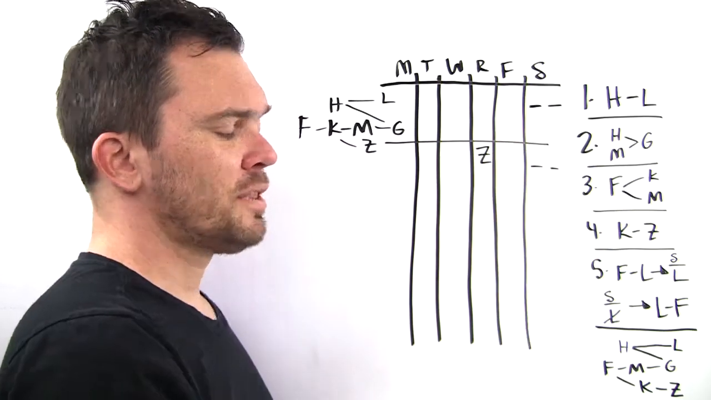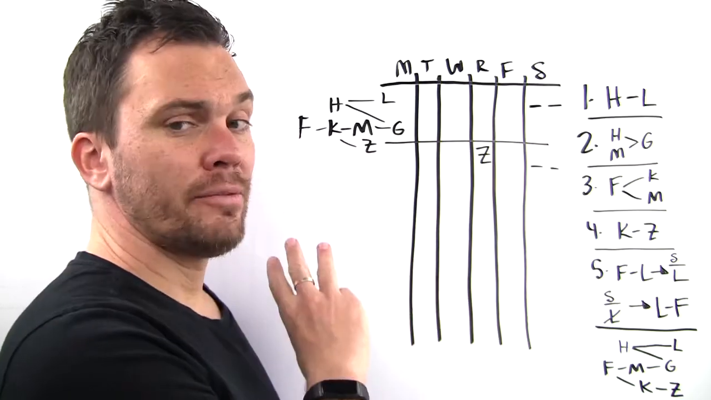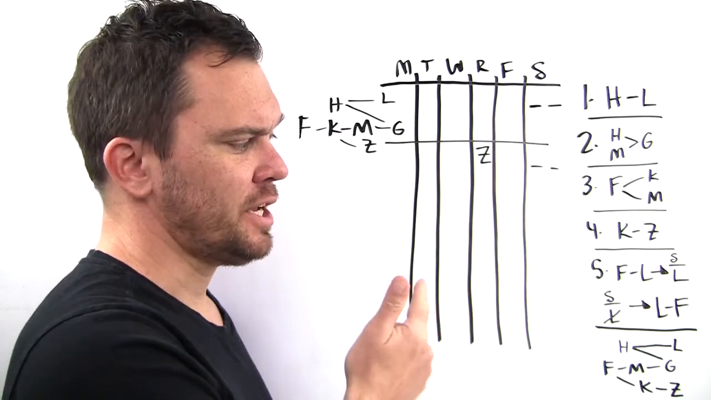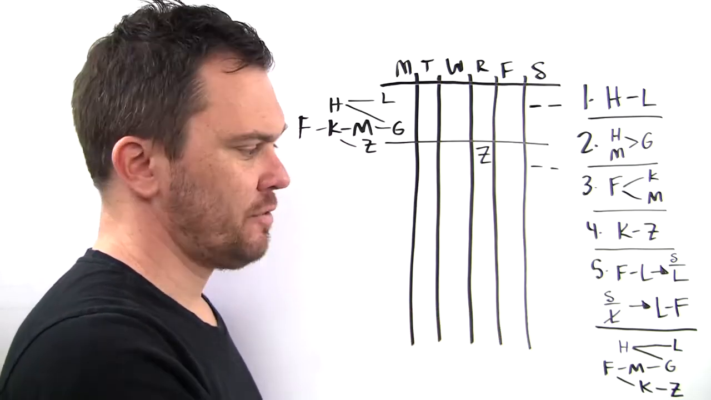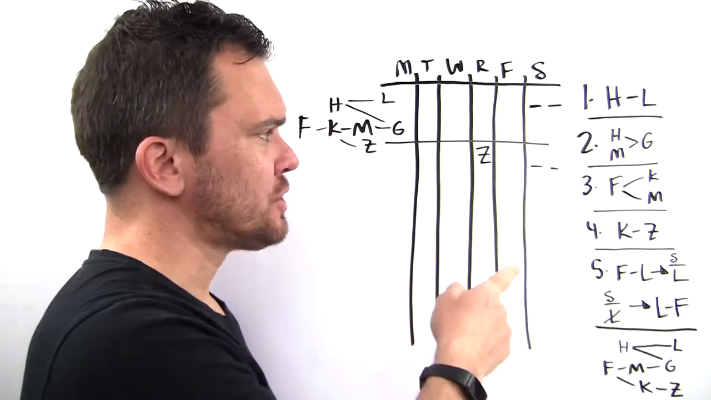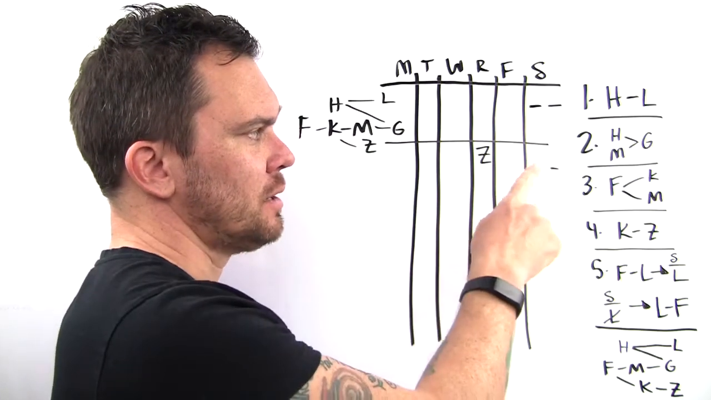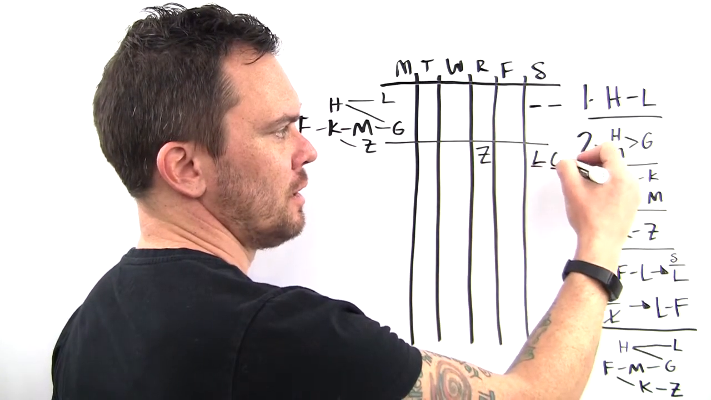All right, here's one of the uses of my rule tree. I can see that there are only 3 things that could ever possibly be on Saturday, Z, G, and L, right? Because H has L after it, M has G after it, K has Z after it. None of those could be last. So L, G, or Z is going to be last, and now Z is not. So L and G are.